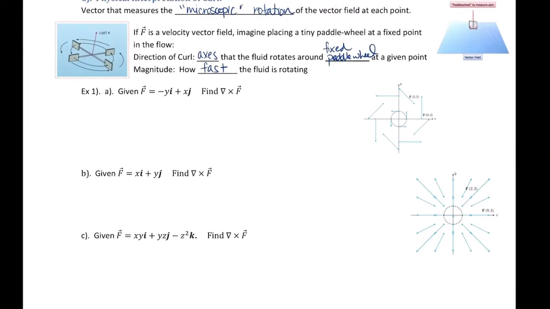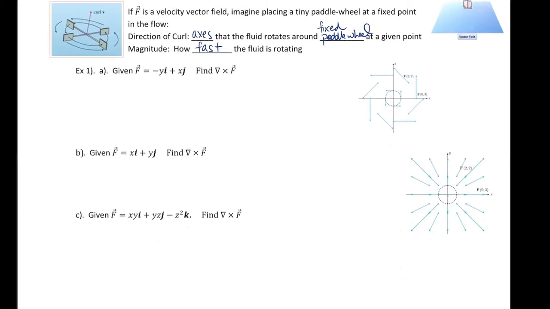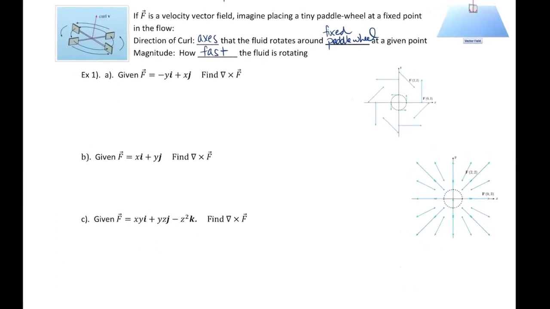I plotted the first two. The third one is three-dimensional, so I didn't plot that one. So go ahead, put it on pause, and just practice calculating the curl for all three of these.